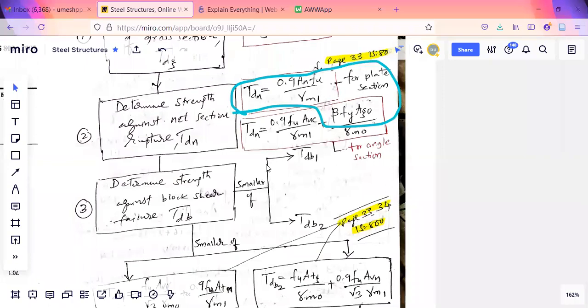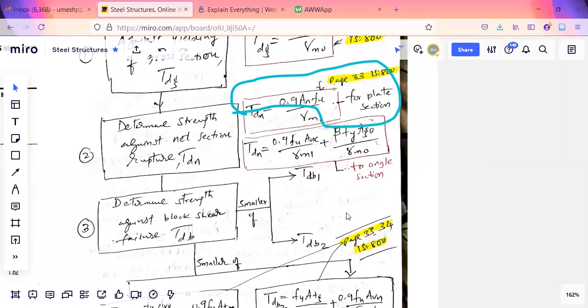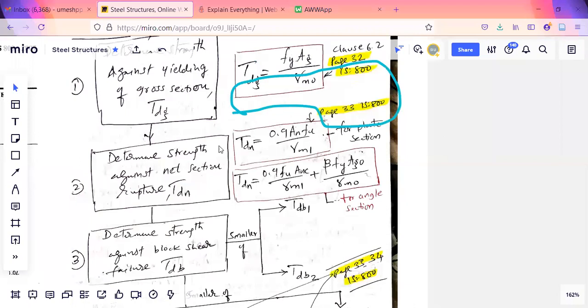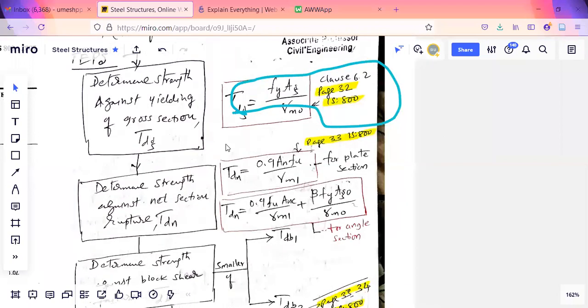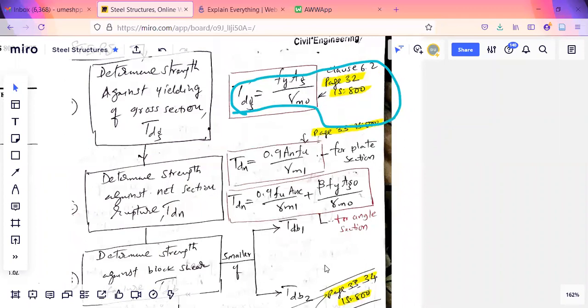That becomes your strength. So it means you need to open page number 33, 34, then 32. To get these expressions, you have to open 32, 33, 34 pages. You will get all these formulae over there. So right now you don't worry about that. Later you can see those pages 32, 33, 34.